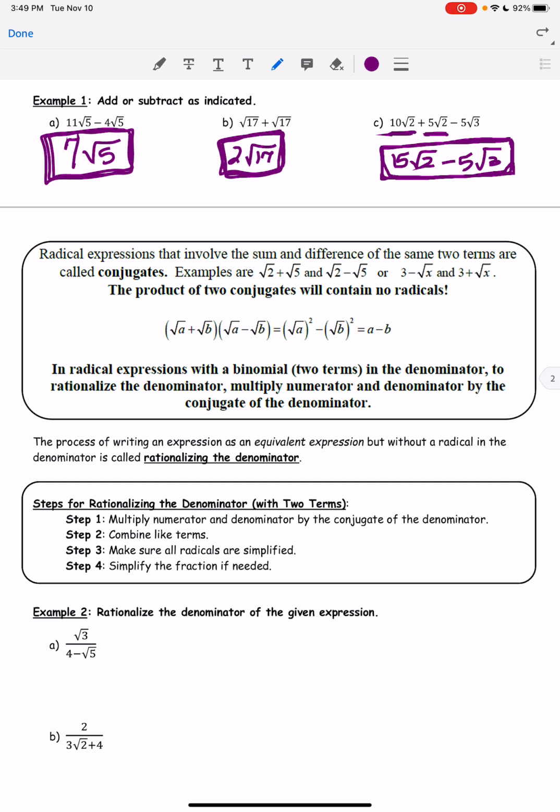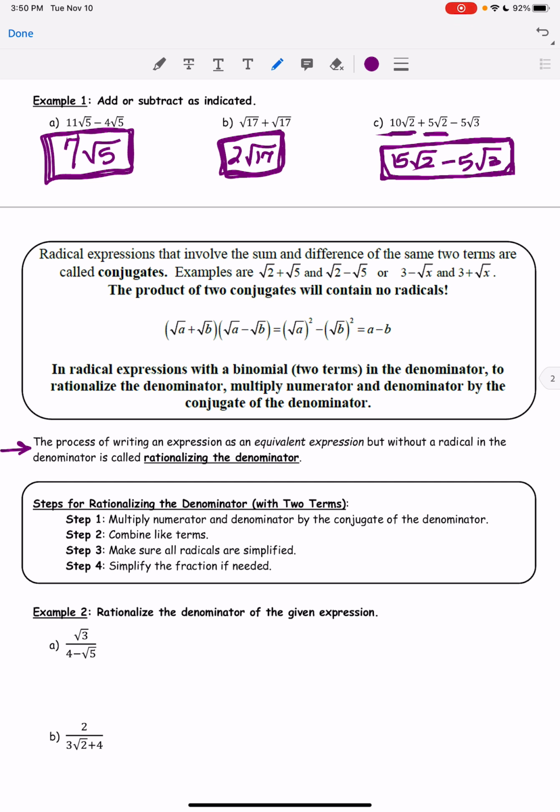Those are conjugates. Conjugates are important for rationalizing the denominator or numerator because the product of two conjugates will contain no radicals. You can see it here with an A or a B, but we'll work some out and we'll see that. In radical expressions with a binomial, which means two terms, in the denominator, to rationalize the denominator, multiply numerator and denominator by the conjugate of the denominator.